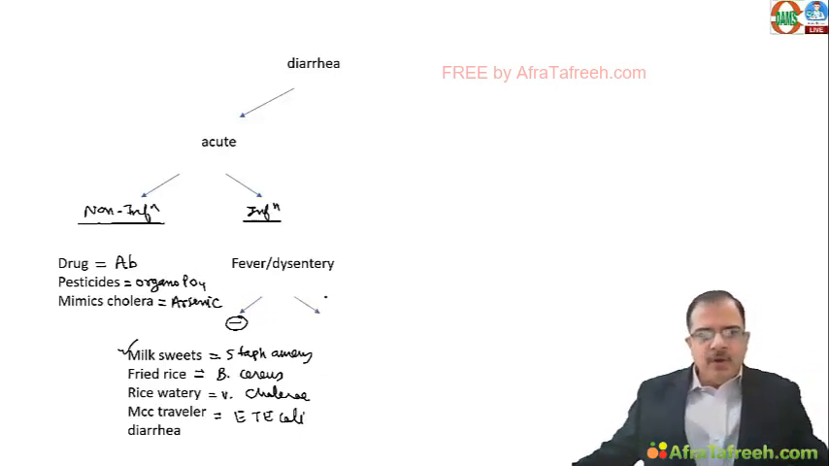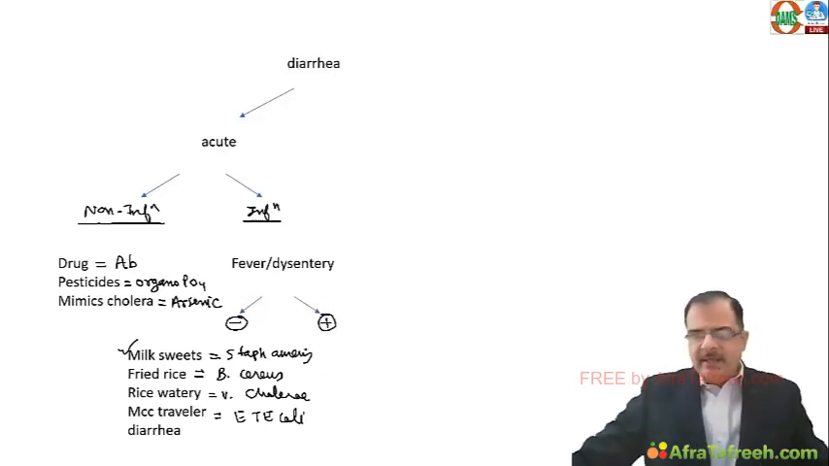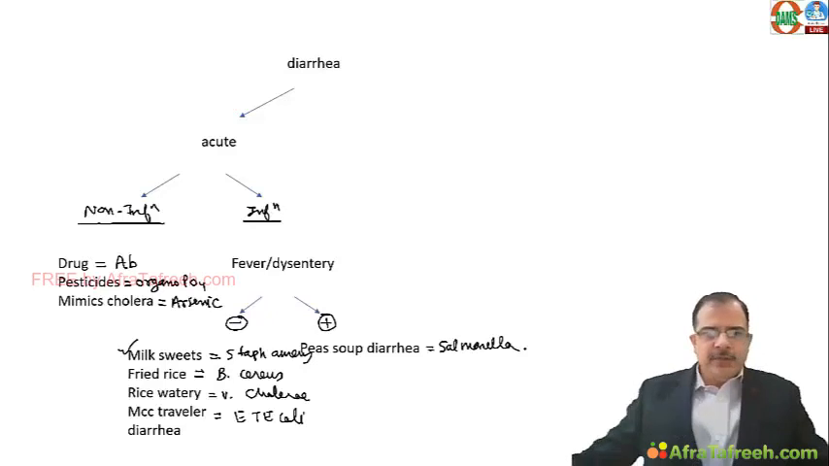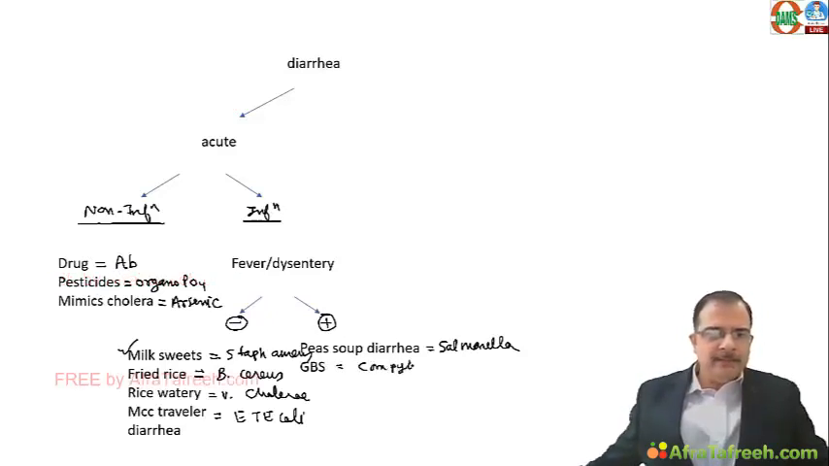While fever or dysentery is positive, fever is there, dysentery is there, fever meaning more than 101, blood in the stool is there. So pea soup diarrhea will be a case of salmonella. Guillain-Barré syndrome will be caused by Campylobacter jejuni. Campylobacter will be the answer here.